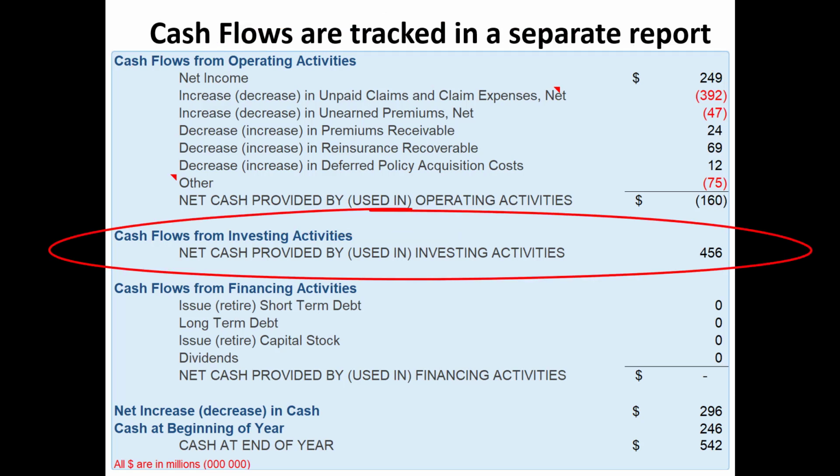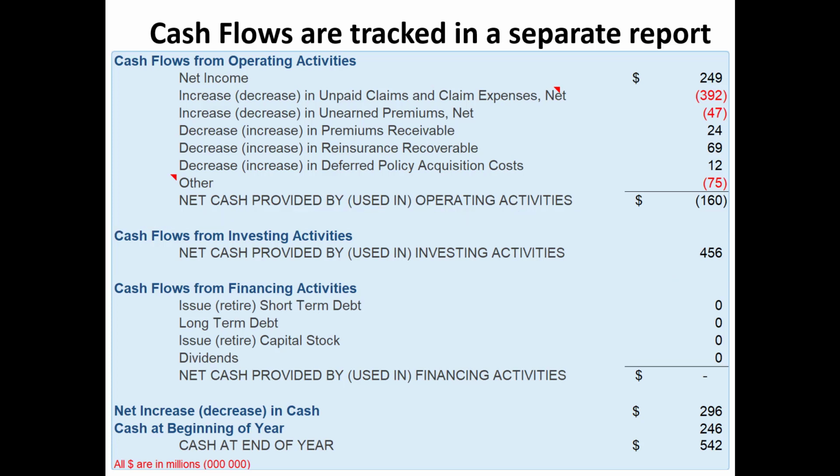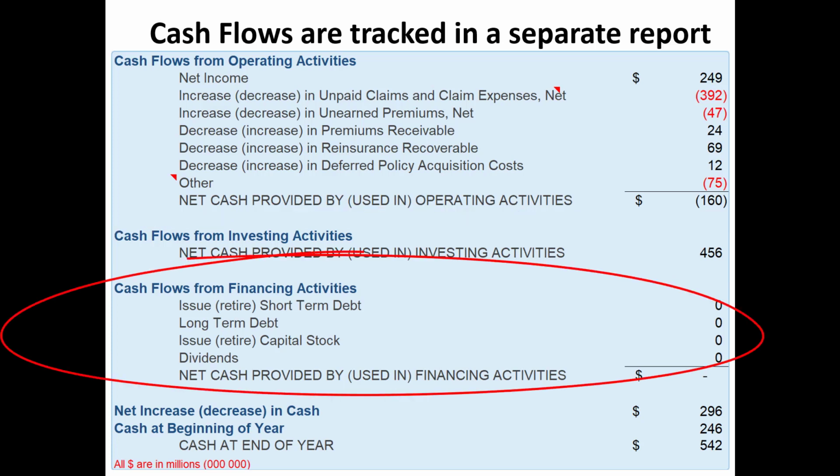Or did we invest in some new assets? Maybe a new computer system, and that would be in the second section, the cash flow from investing. Or maybe we borrowed money, we might have paid off debt, issued a dividend, and that would be cash flow from financing here in the third section.